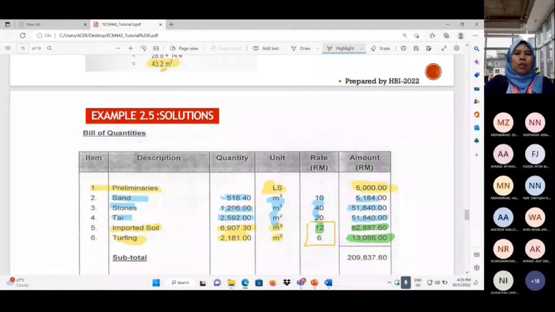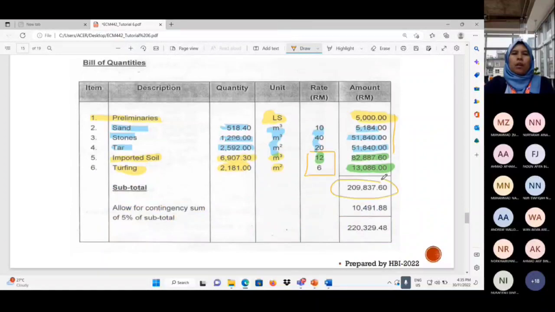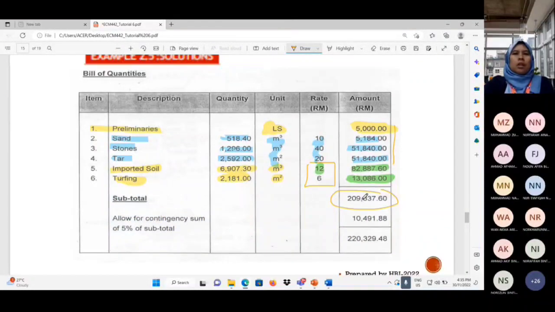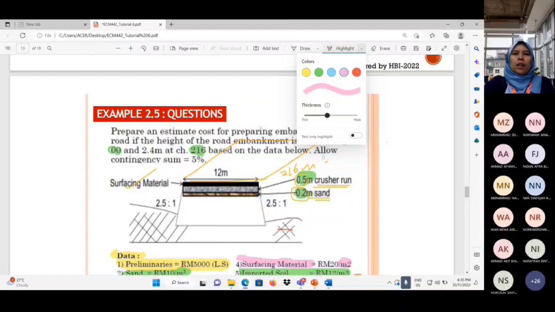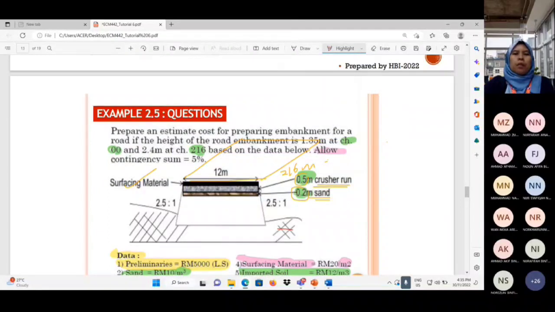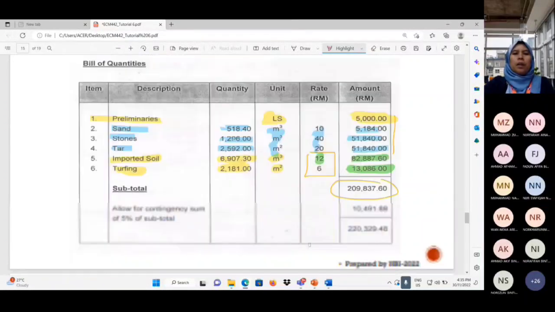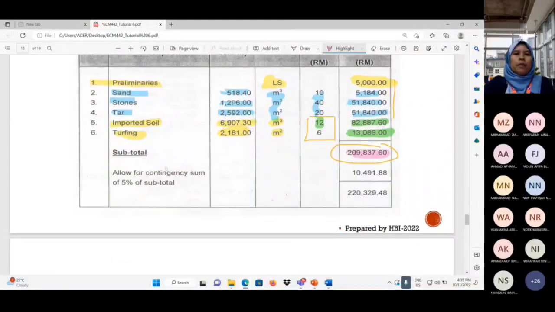Okay. So bila semua item dimasukkan, you total up, you will get the subtotal here. Okay, dah dapat subtotal. Dalam soalan ni juga dinyatakan allow this contingency sum 5%. 5% daripada mana? 5% daripada subtotal. So 5% of the subtotal.